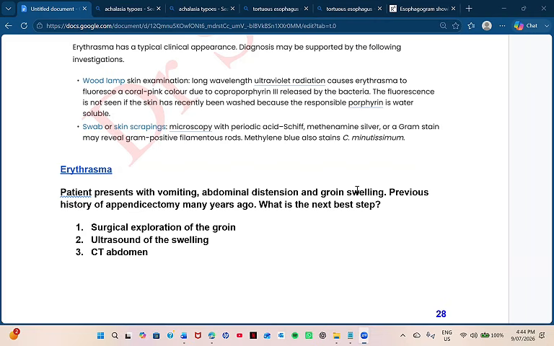Tell me, is it incarcerated or not here? Just groin swelling, right? If it is incarcerated, how does it present? Vomiting and abdominal distension give the idea about bowel obstruction, right? Then the groin swelling is present. So what are the local features if there is incarceration here?